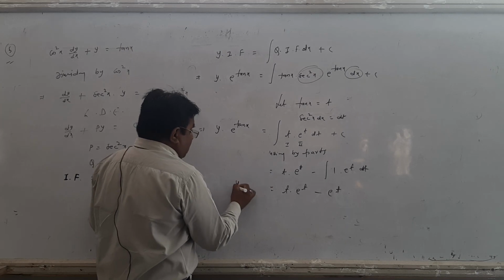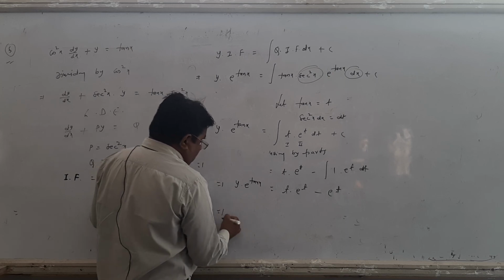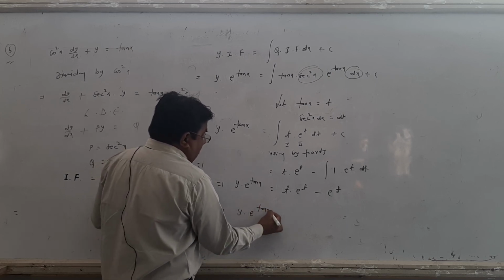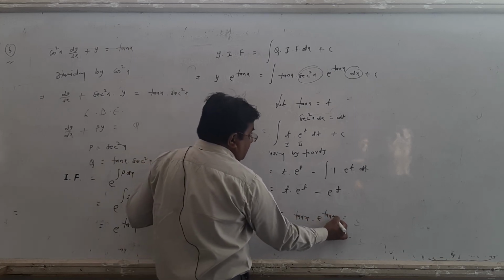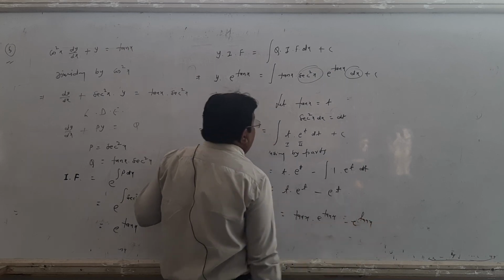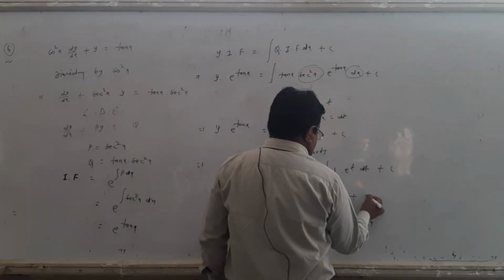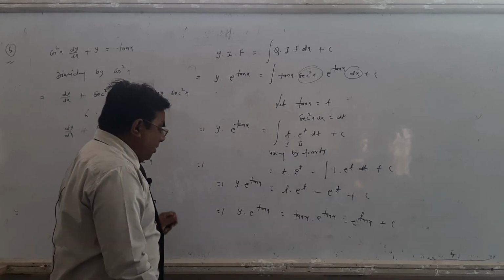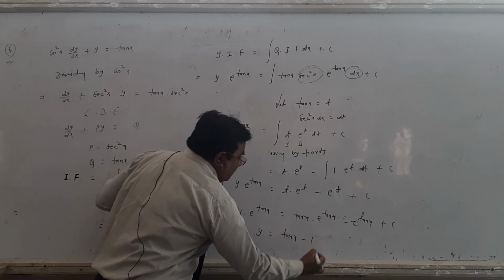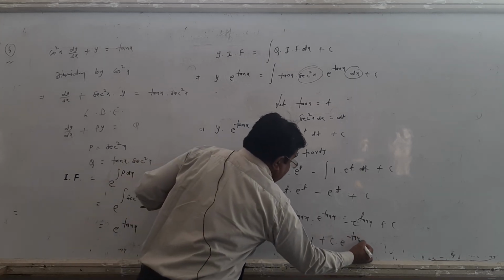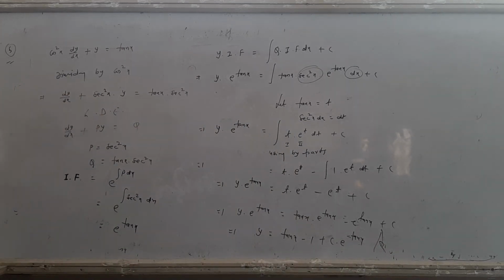And now this side is y into e raised to power tan x as it is. After integration, substitute the value of t as tan x: tan x into e raised to power tan x minus e raised to power tan x plus c. Now dividing by e raised to power tan x on both sides, y equals to tan x minus 1 plus c into e raised to power minus tan x. This is the answer. Look here student, this is the general solution of this differential equation.